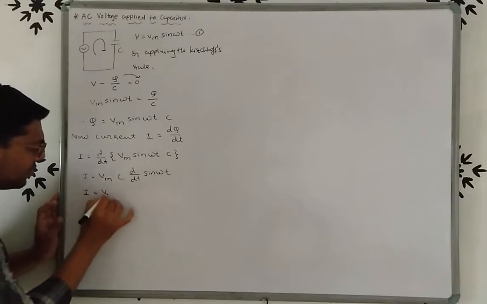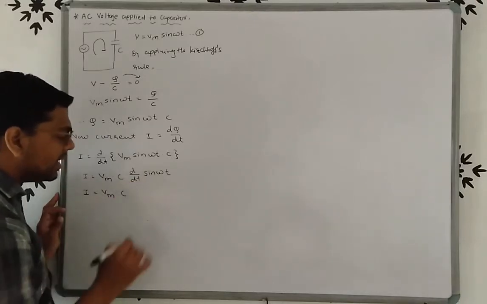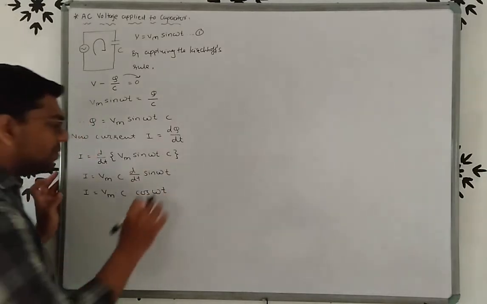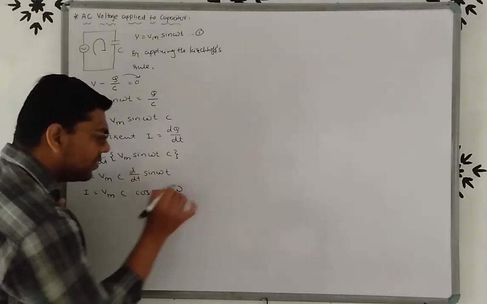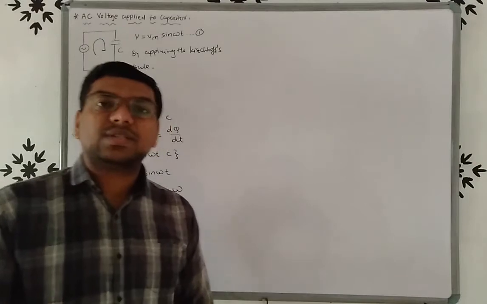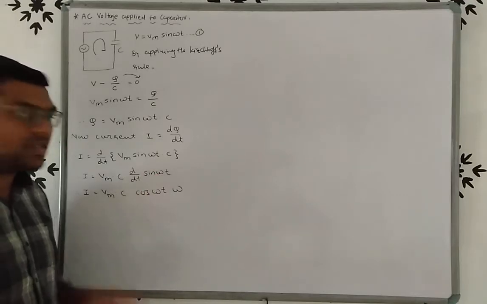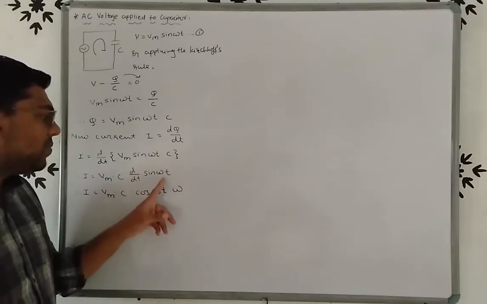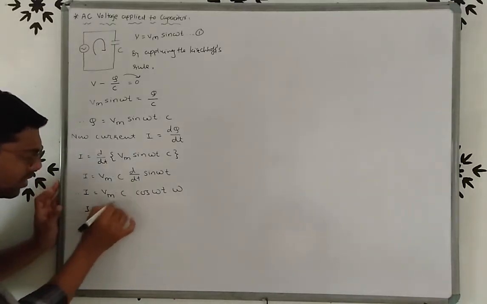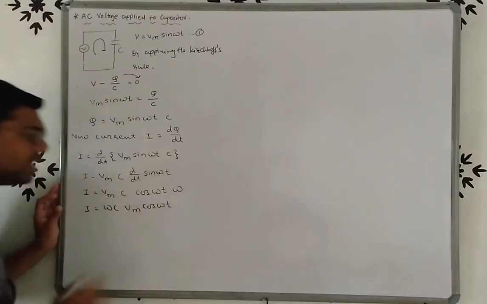So I is equal to Vm into C, into cos of omega t. But here the multiplier of time is omega, so we have to multiply by omega. The derivative of sin omega t is cos omega t into the multiplier of time, that is omega. So I is equal to omega C into Vm cos omega t.